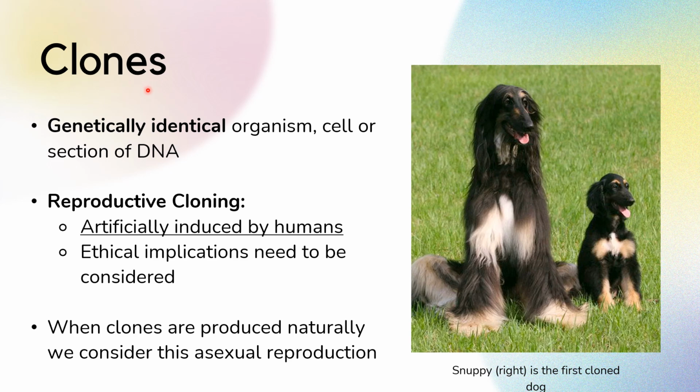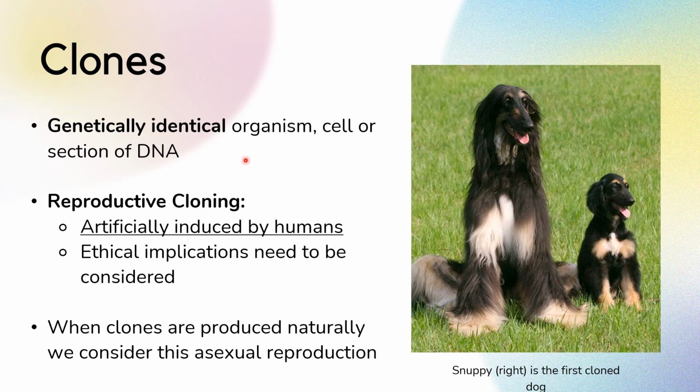What is a clone? Let's start there. So a clone is something or an organism that is genetically identical. We can also call a cell a clone if it's genetically identical to another cell, or a section of DNA, or DNA in general can be a clone. So when we looked at asexual reproduction, the offspring were clones of the parents because they were genetically identical to the parents. So that's what we mean by clones.